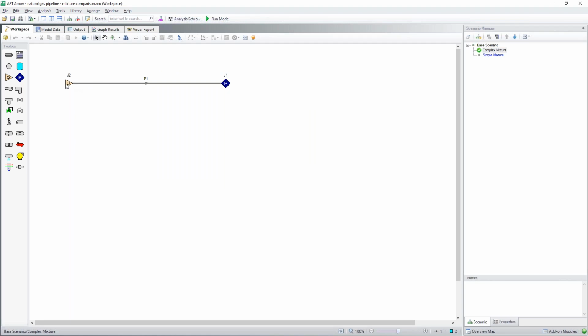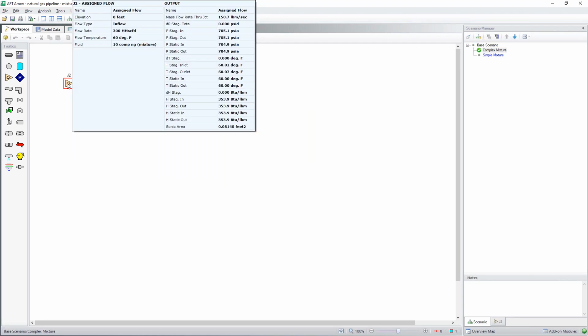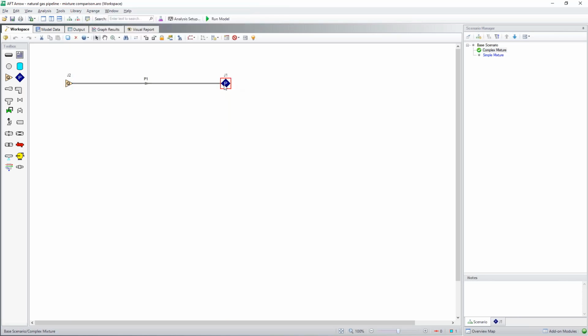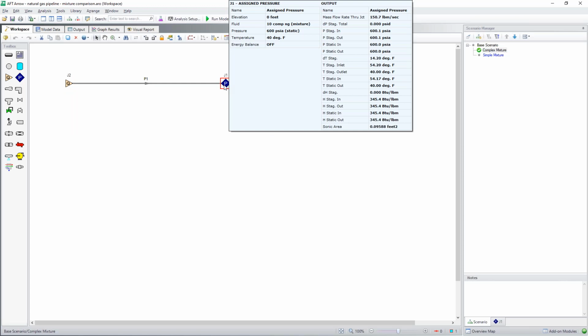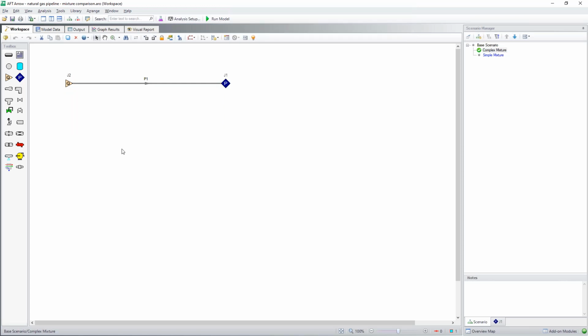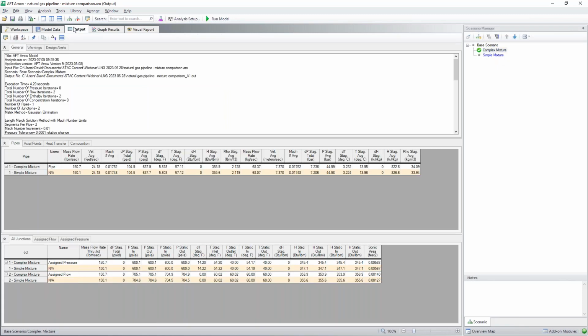So we have our mixture. We're going to set the boundaries as far as the flow rate that we're desiring, 300 million SCFD, the delivery pressure that we are providing it at, and then we're going to have two different scenarios, one being a complex mixture and one being the simple mixture. Here on our output tab, I've already run both of these models to be able to see what the difference is.